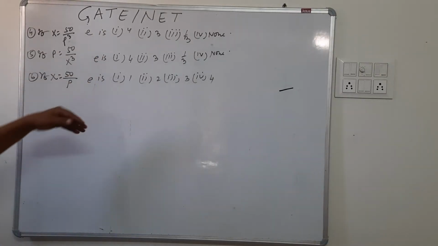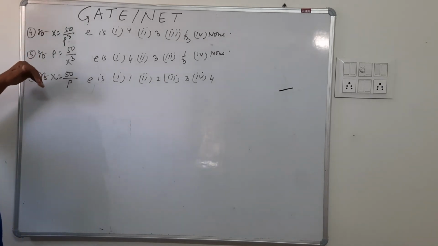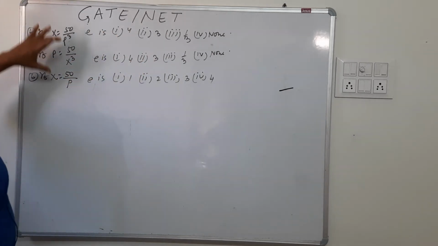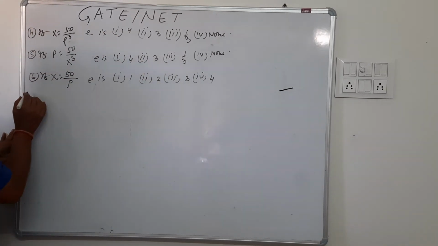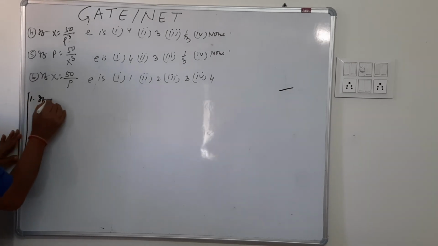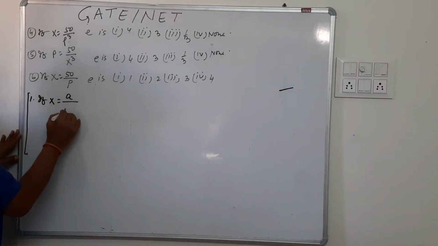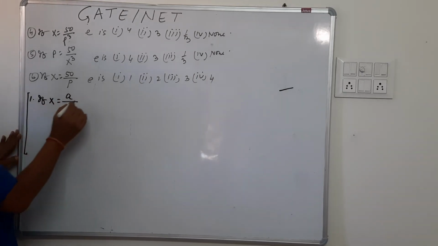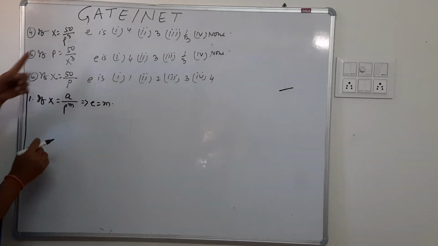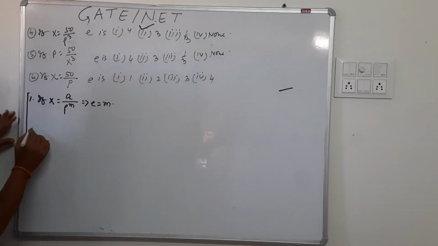Now these three questions are very closely related to each other. All these three demand functions are given, and corresponding to each demand function, elasticity has been asked. Regarding these three questions, I am showing one theory. You just try to remember it. If x is any constant by P to the power m, then elasticity is m. So here elasticity would be 3.